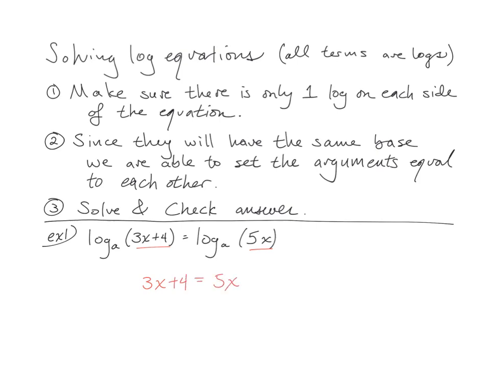And then you can solve for x by subtracting 3x from both sides. So that's 4 equals 2x. You can divide both sides by 2, and you'll get x equals 2.